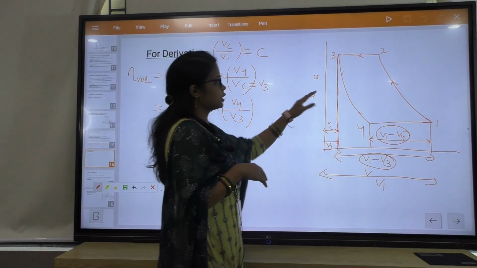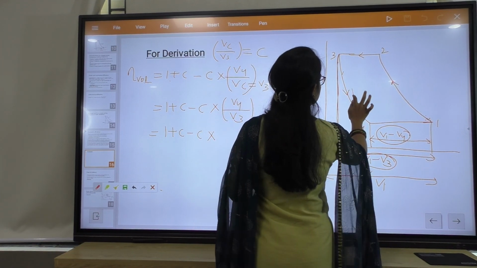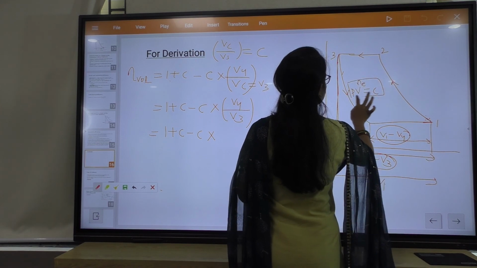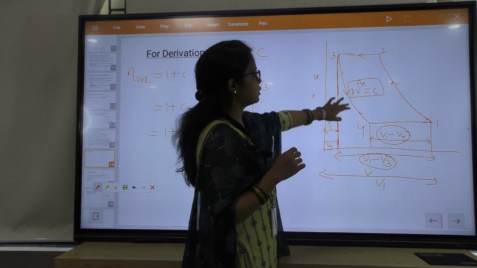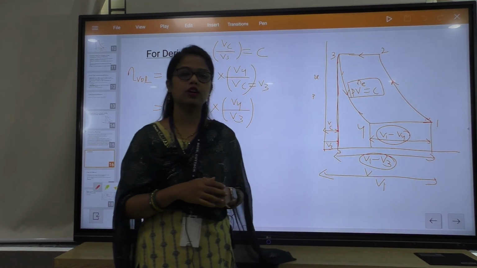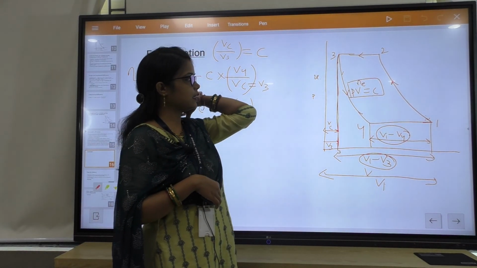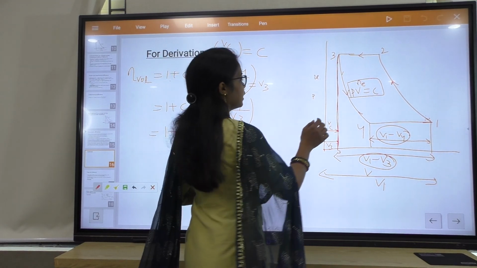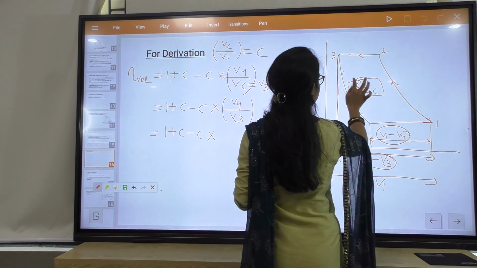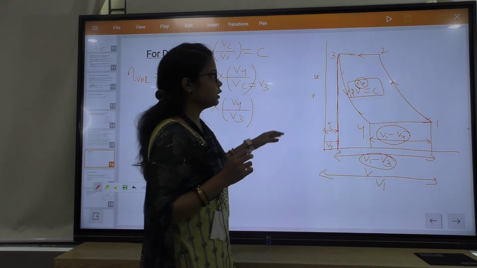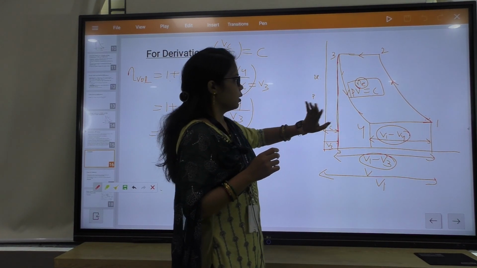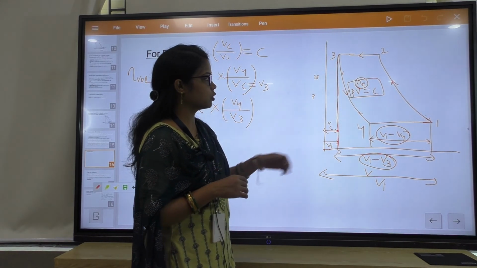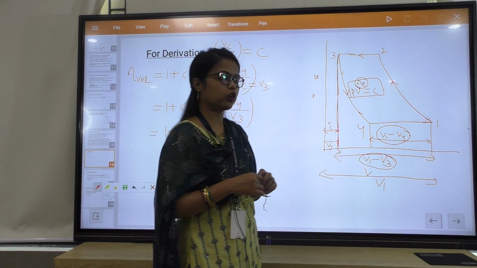3 to 4 process is what? Which process? That is expansion process. 3 to 4 process is the expansion process having the law of P V to the power Ne is equal to constant, having the index Ne. Here the index is Ne. Okay, index of expansion. So during this expansion process, this is polytropic expansion process, it follows the law of P V to the power Ne is equal to constant.